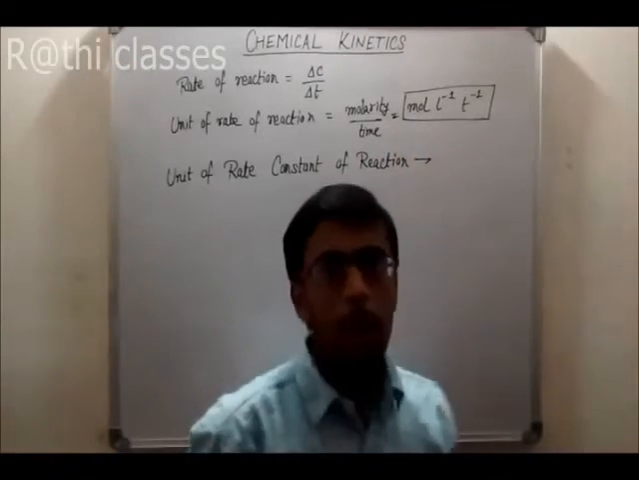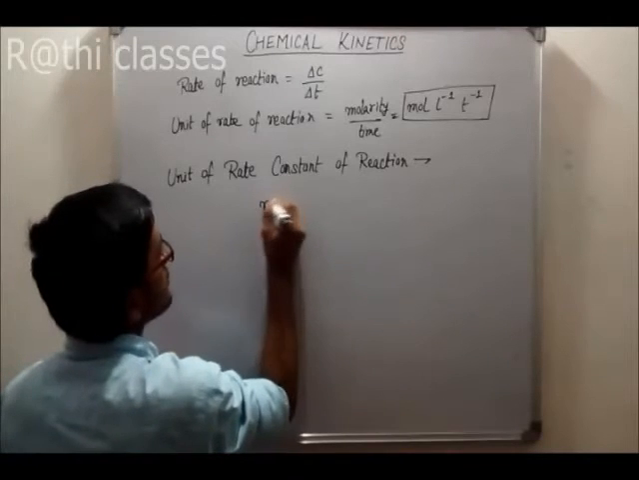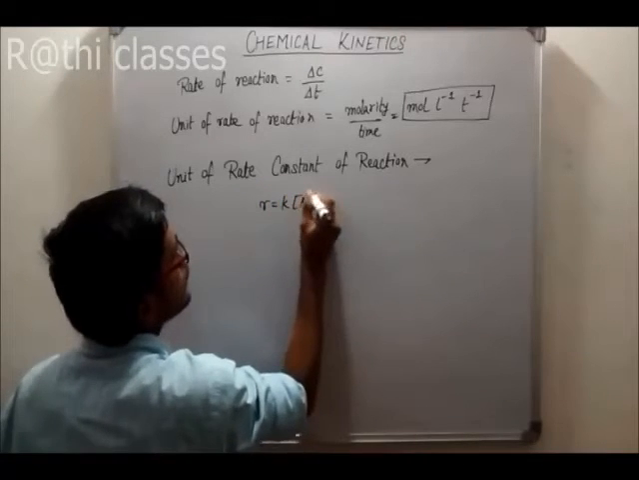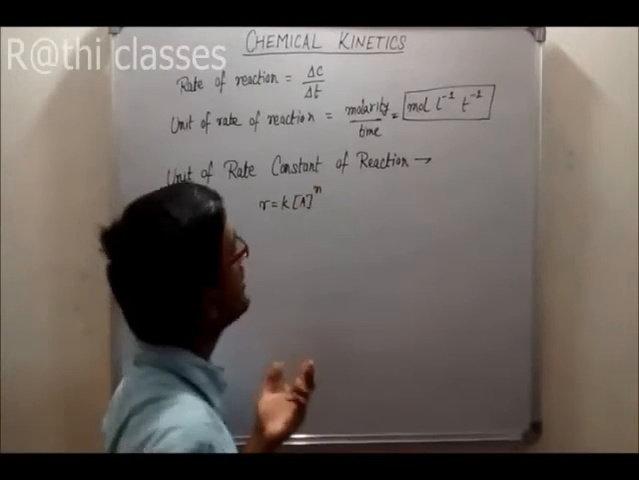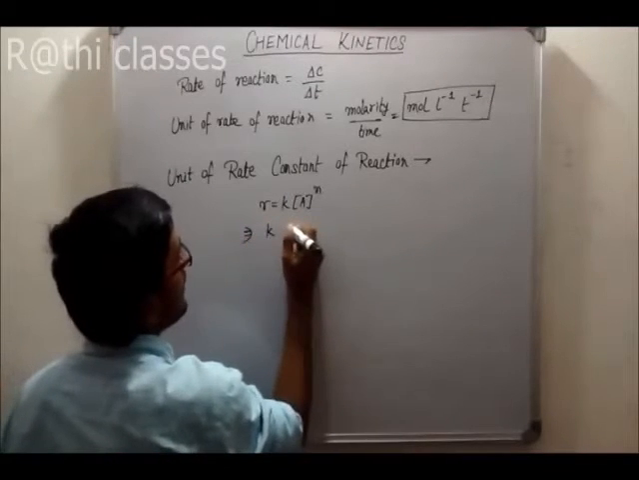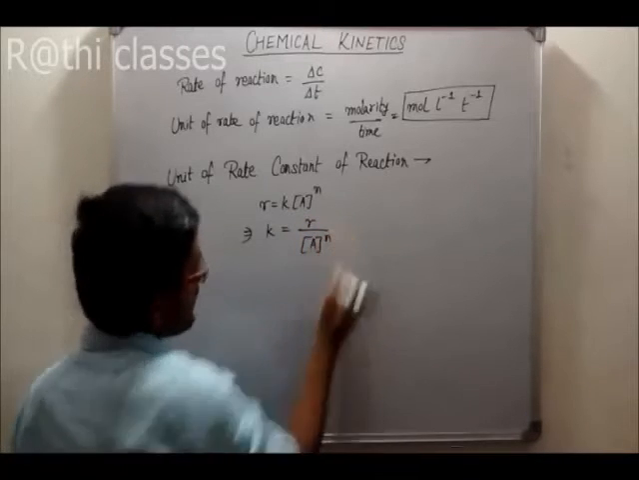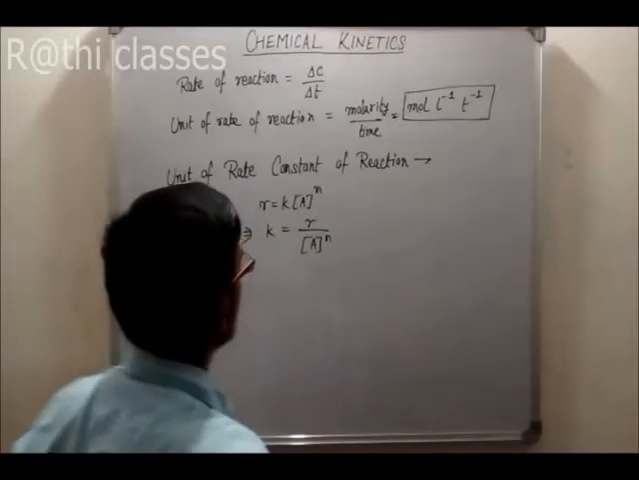Now we do this by using the second definition, which is the rate law expression. This is R is equal to K a to the power n, for an nth order reaction. Let's see in a general case. Dividing it, we get K is equal to R upon a to the power n.